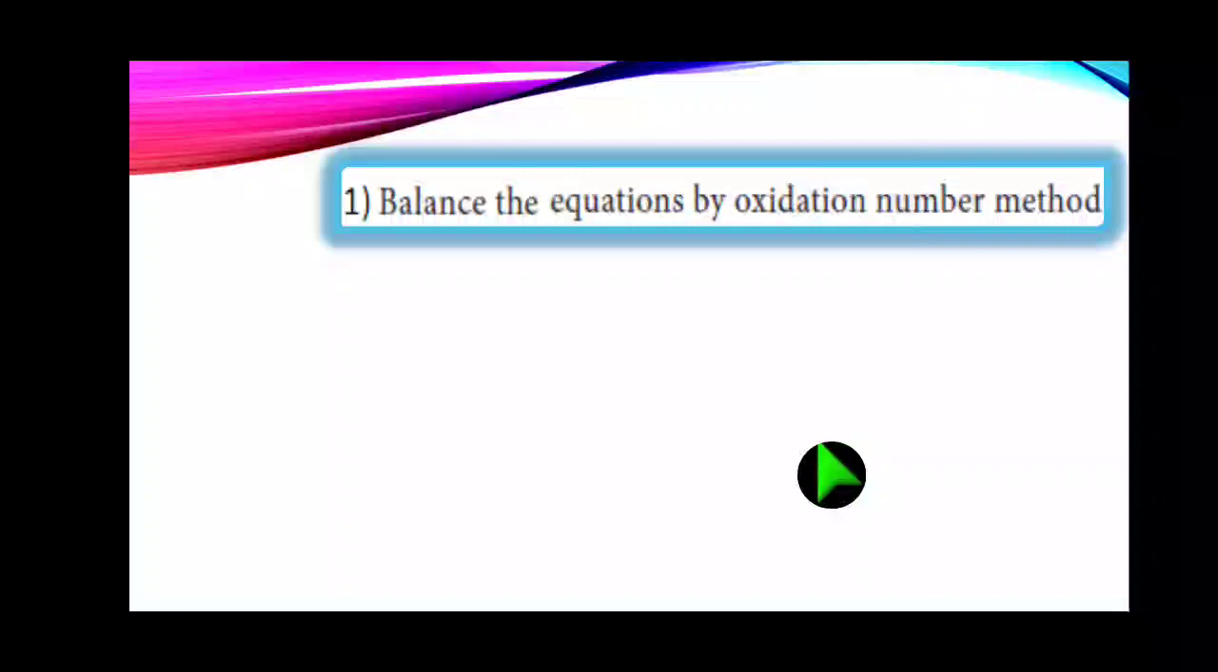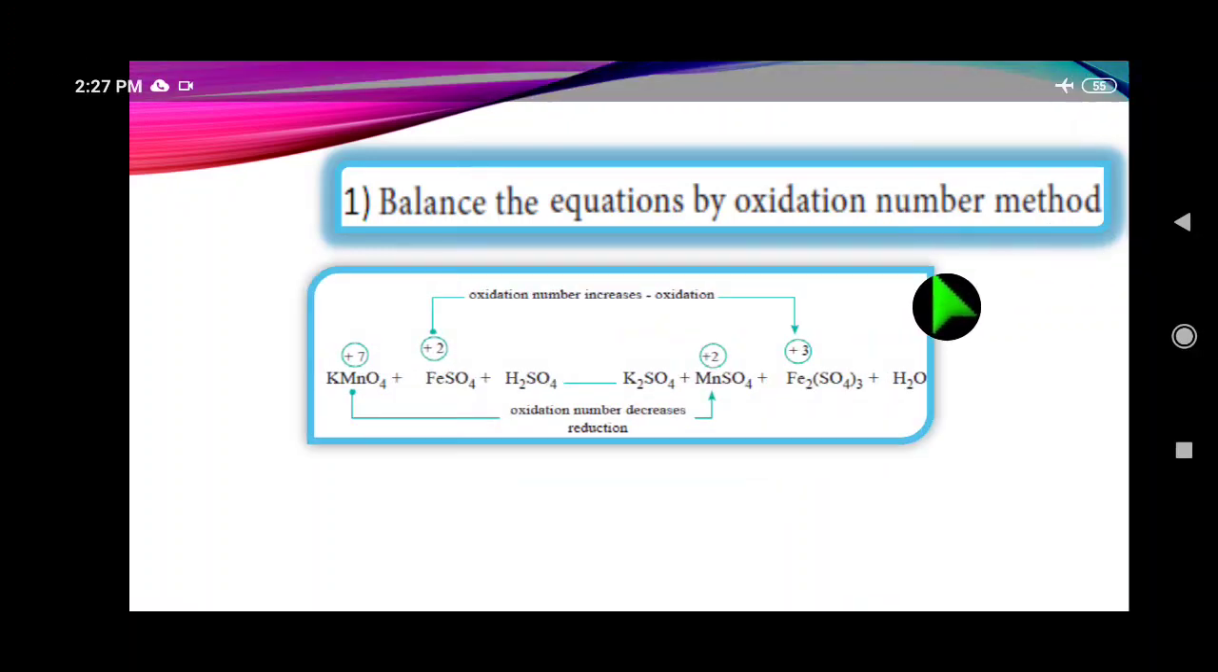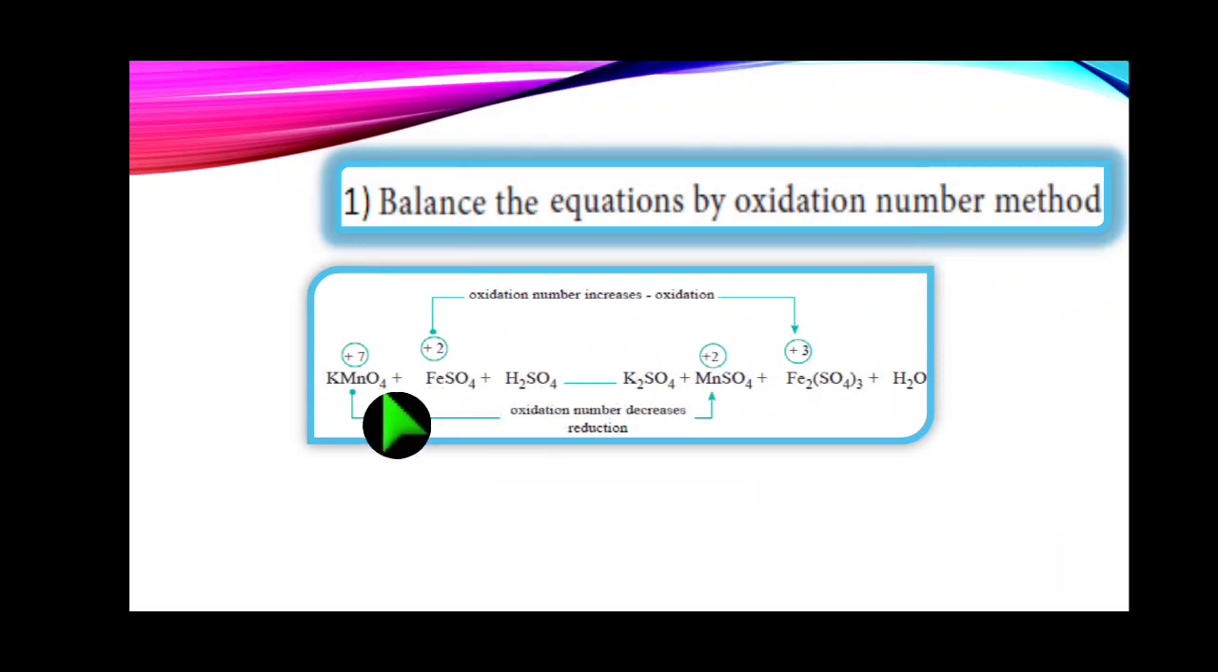Okay, now we see the question. It is very, very important, a 5-mark question. Balance a chemical equation by the oxidation number method. What is the question? They will provide one equation, and you have to balance the equation by the oxidation number method.